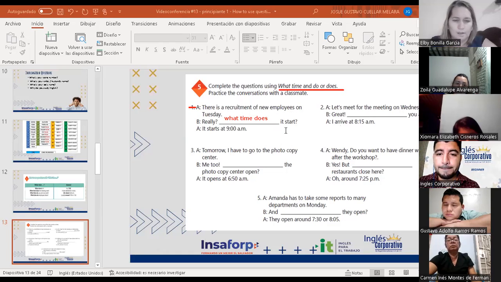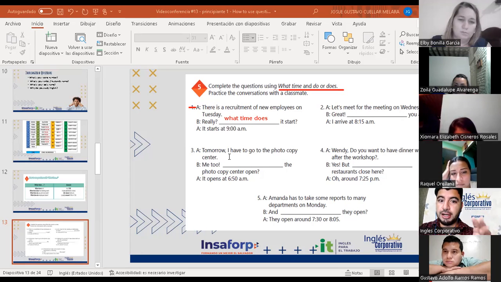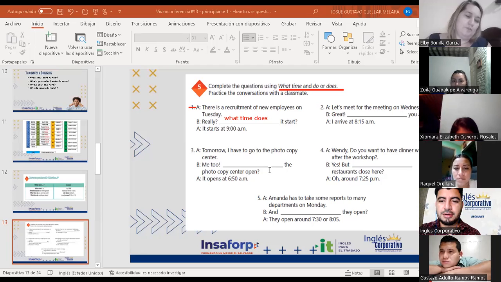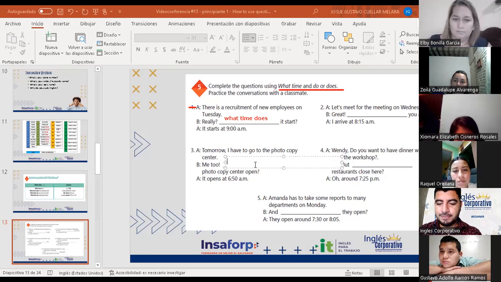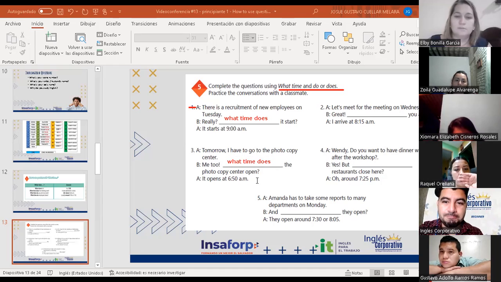Number three. Me too. Tomorrow I have to go to the photocopy center. Tengo que ir a la fotocopiadora. Me too. Ya, aparece el me too, que significa también. Ahora, ¿de qué estamos hablando en esta pregunta? ¿A qué horas abres el centro de fotocopias? Exacto. Entonces, como es tercera persona, vamos a utilizar does. What time does the photocopy center open? Es parecida a esta, porque estamos hablando de una cosa. Eso usualmente confunde, pero es singular y tercera persona.